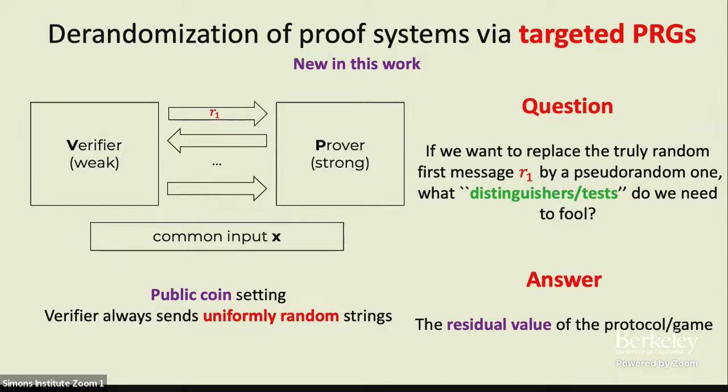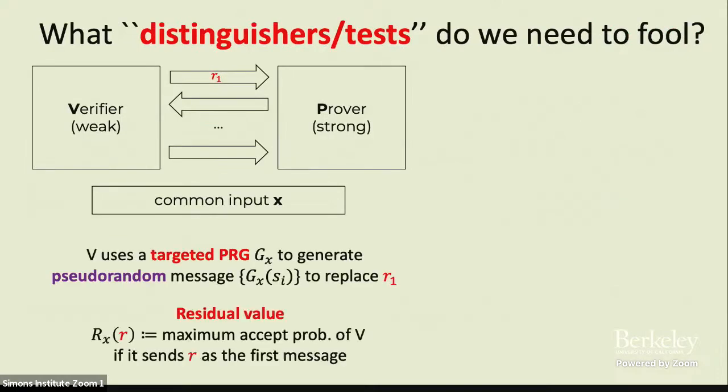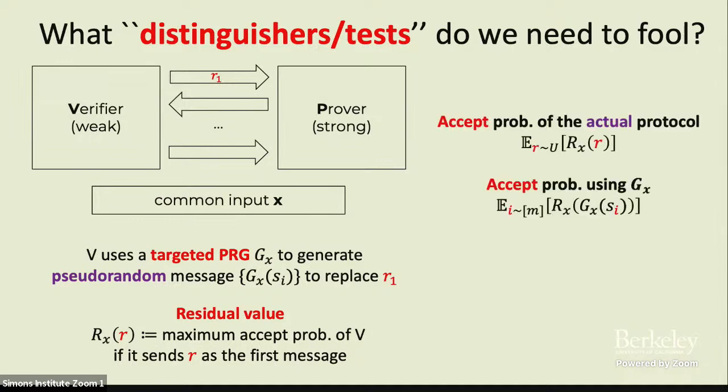If you think about it, the answer is the residual value of the protocol or the game. I'll define it. More precisely, I'll use a targeted PRG that depends on input X to generate pseudorandom messages G sub X to replace the first random message. Here I define R sub X of R as the maximum accept probability of the verifier if you fix the first challenge to be R. Then the acceptance probability of the actual protocol is just the expectation of R sub X over uniformly random messages.